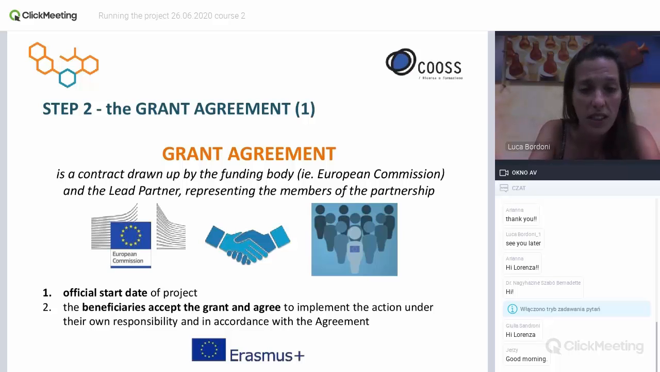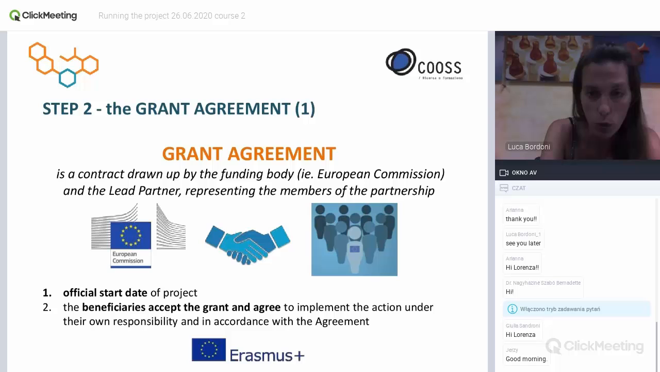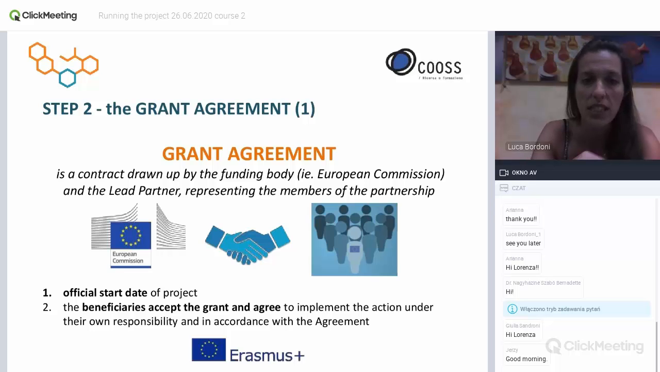What this specific contract means is a document that defines the official start of the project, because this is the real start of the project, not the date of the start of practical actions, but the signing of the grant agreement. And with this contract, all beneficiaries accept the grant, what is contained within the grant, and agree to actions under their own responsibility and in accordance with the agreement itself.